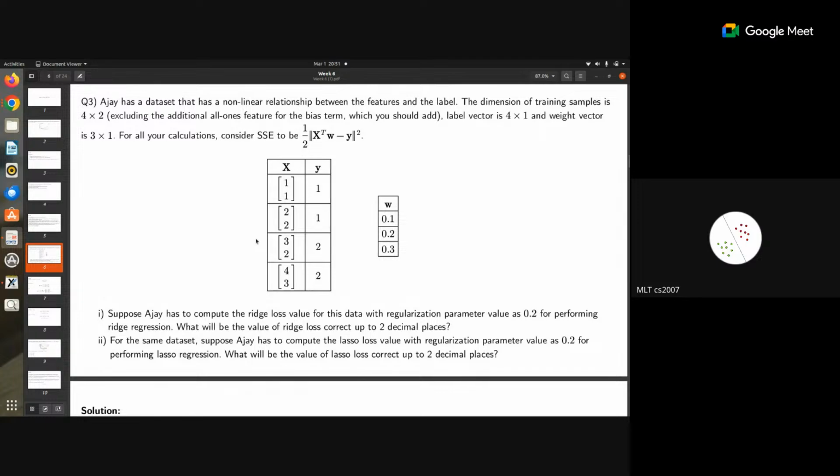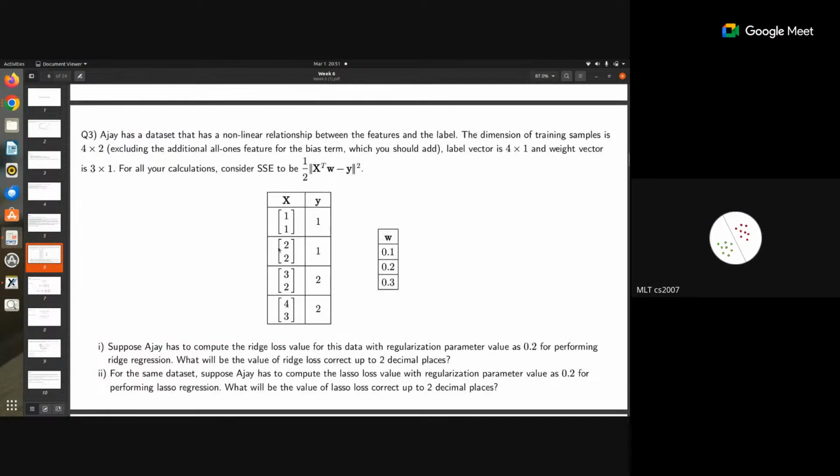Do you want to solve this part, or shall we skip it? I'll share this with you. So we'll just go through the approach, not solve it. Okay, fine.